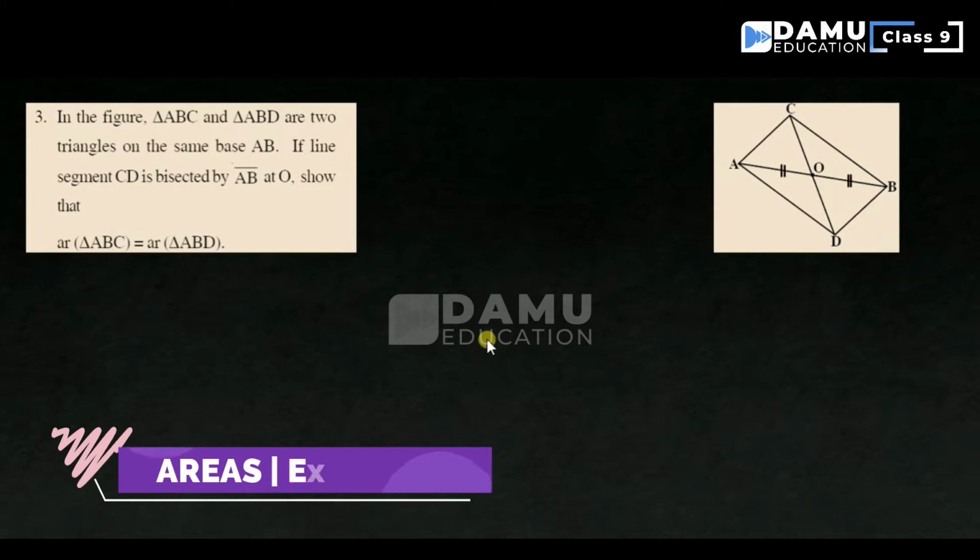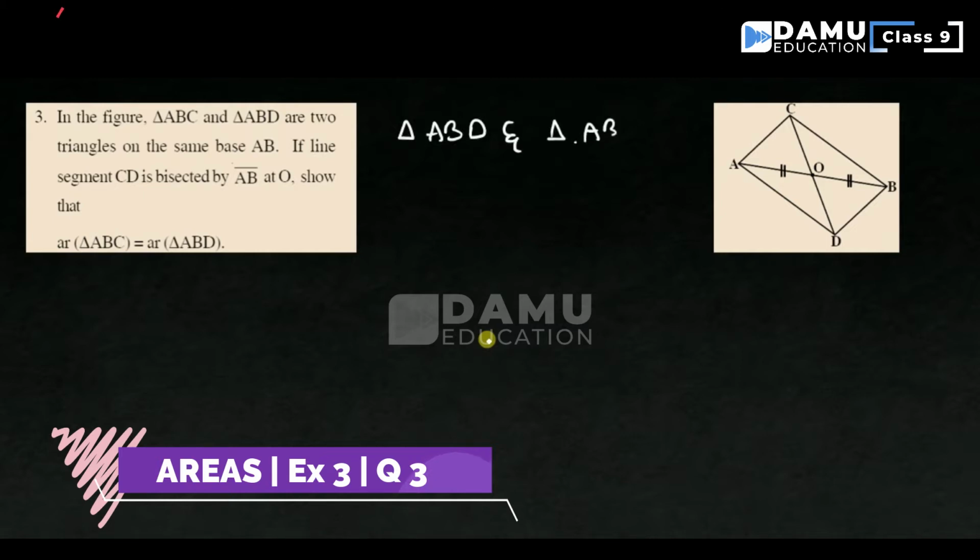So here in this model, we are going to discuss our third question. In the figure, triangle ABC and ABD are two triangles on the same base AB. Let's take what is given: triangle ABD and triangle ABC are two triangles on the same base. So what is that base? AB. On the same base AB, if a line segment CD bisects AB at O.